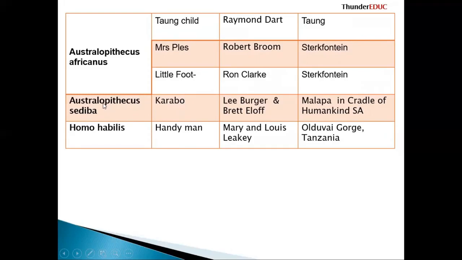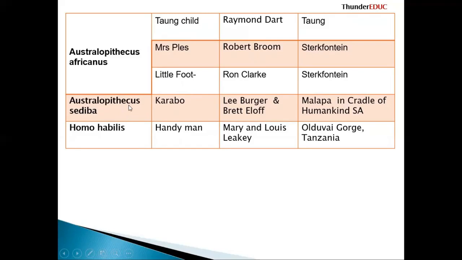Yes. So we have Australopithecus sediba. This one is called Karabo. Who discovered it? Lee Berger, in Malapa in the Cradle of Humankind in South Africa. Yes, Karabo has some unique features. Sometimes it's called a transitional fossil or a missing link between Australopithecus africanus and Homo habilis.